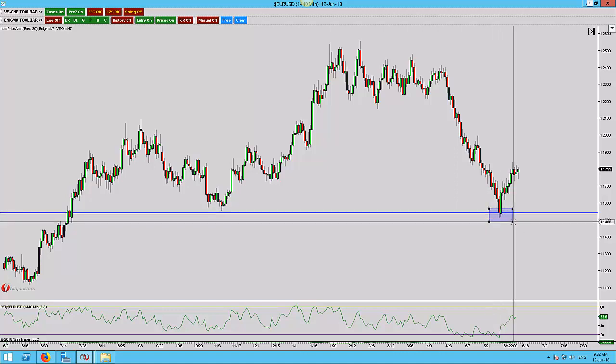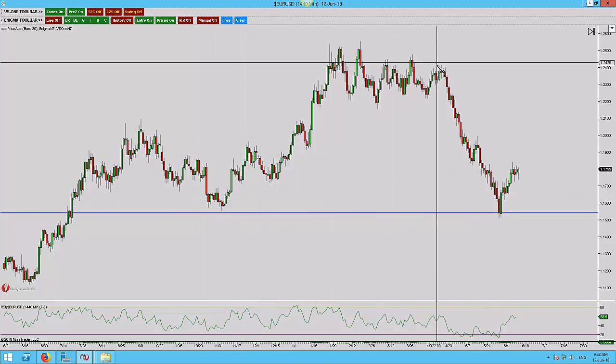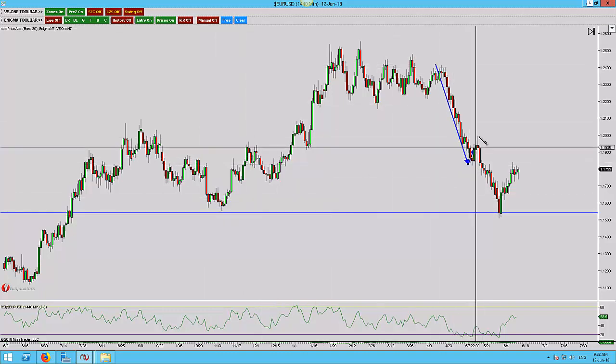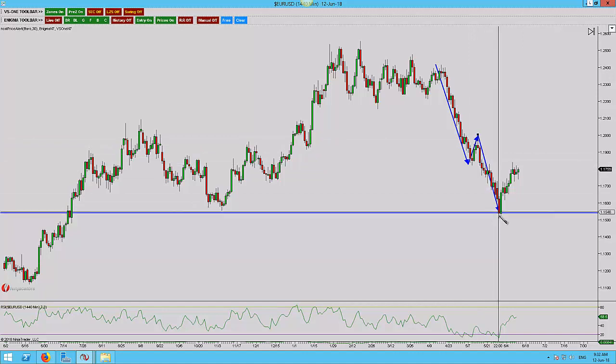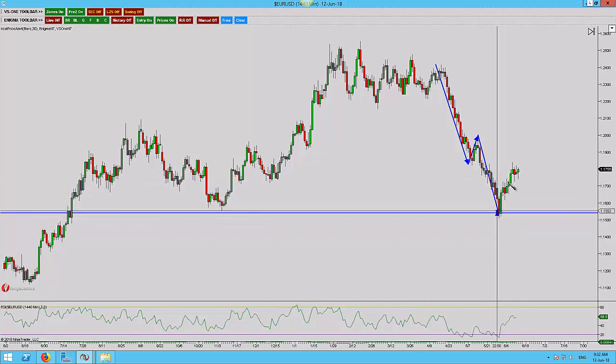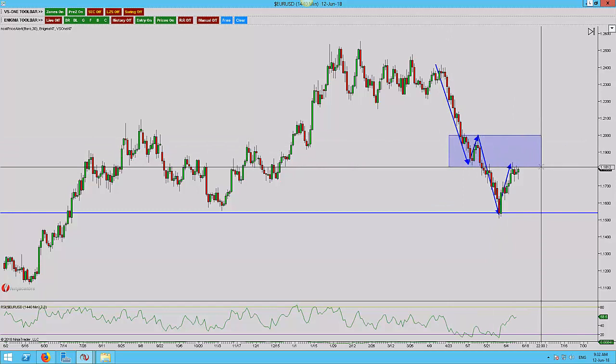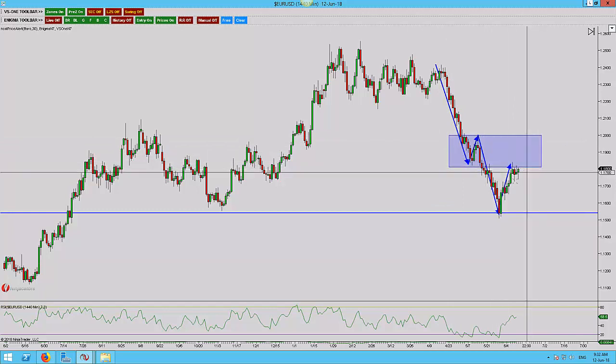As you can see, this was a new structure low. We had violated this level and we'd been very bearish until we'd seen this little retracement down to here. And so what we were doing is retracing up to this area here where we could potentially look for shorting opportunities.